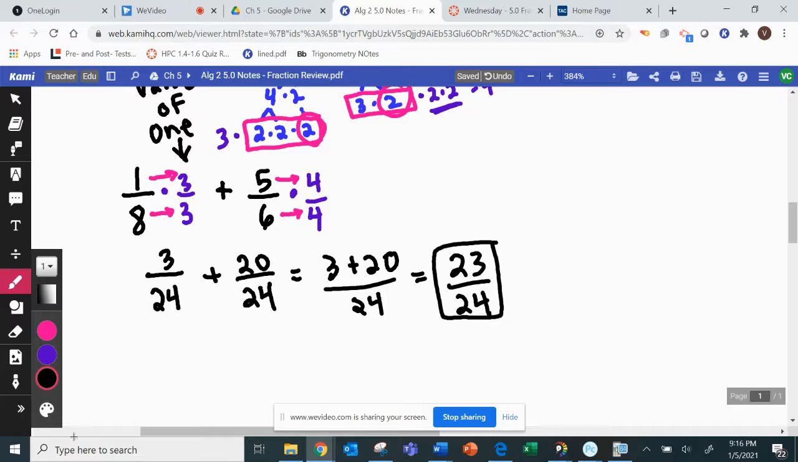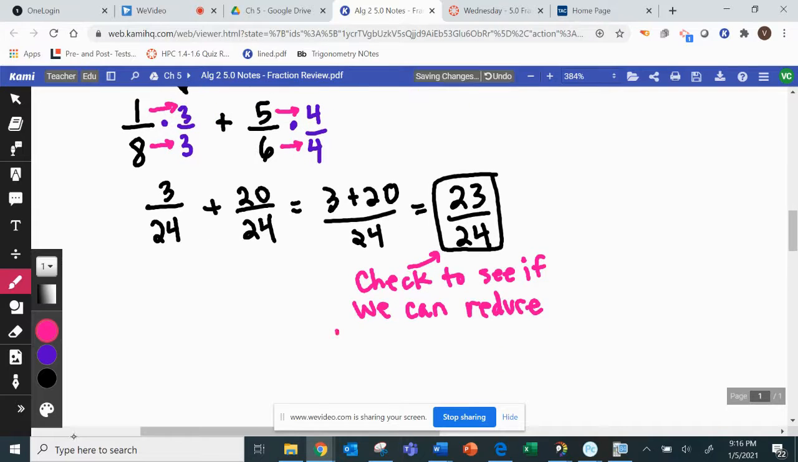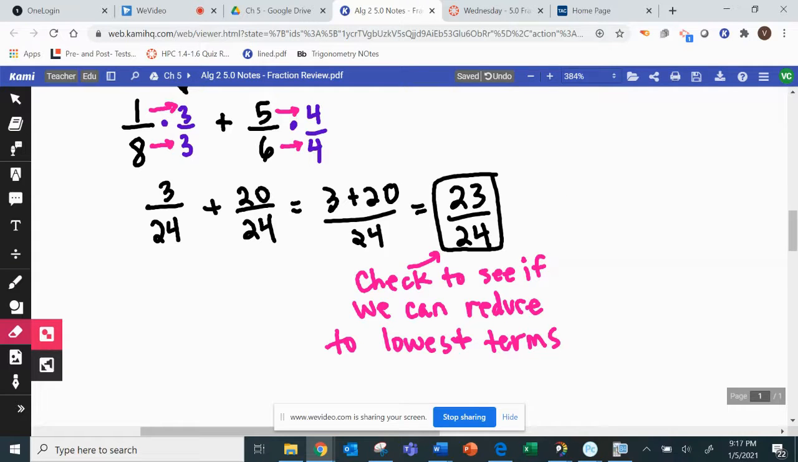Now, I boxed it in, but we always want to check to see if we can reduce to lowest terms. And I think one of these, we're going to be able to do that too. But 23 is just 23 times 1. 24 does not have a 23 in it, so there's nothing that we could cancel out. This is our final answer.